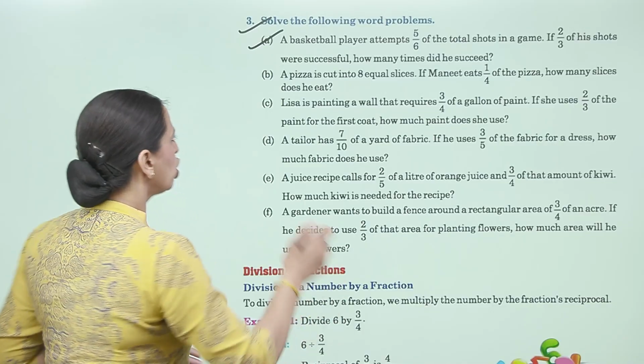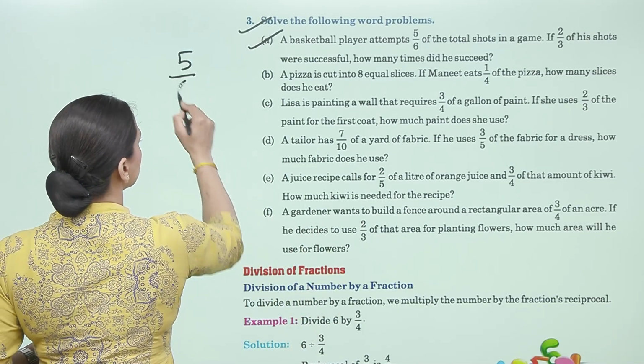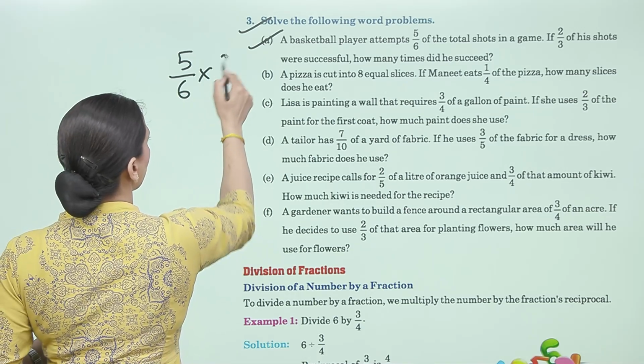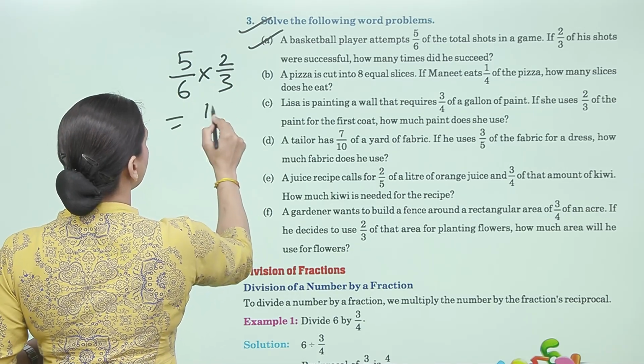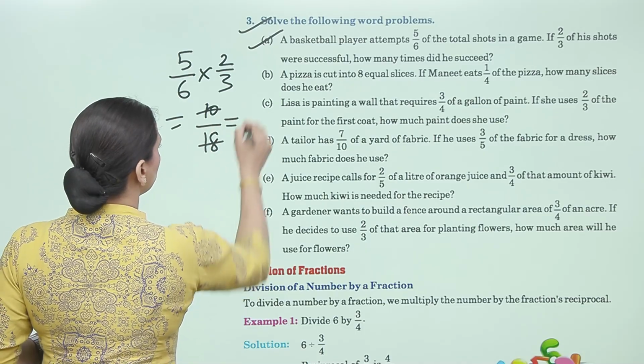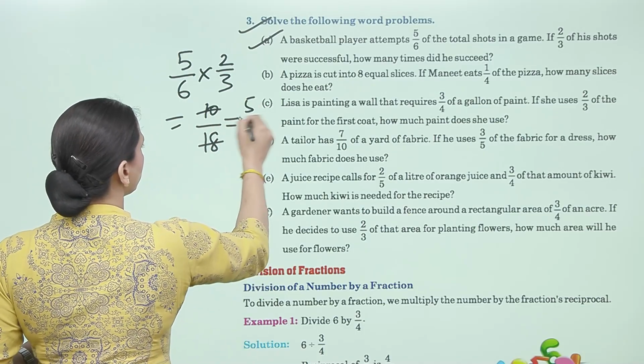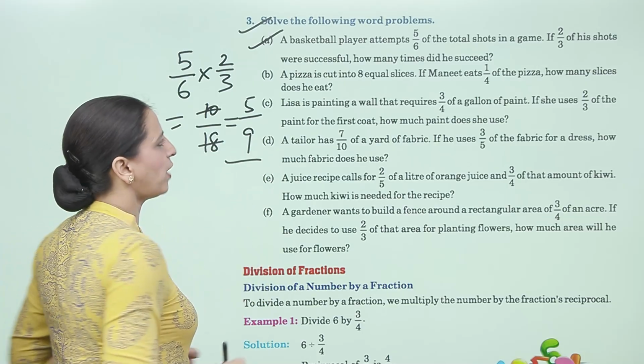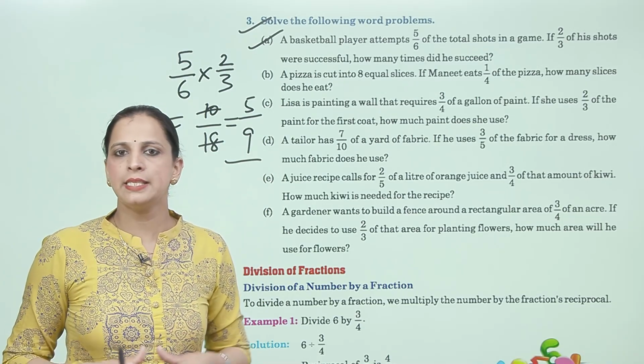How many times? So 5 by 6 is multiplied by 2 by 3. 5 2s are 10 and 6 3s are 18. Both are divisible by 2, 2 5s are 10, 2 9s are 18. That is 5 by 9 times he succeeded.